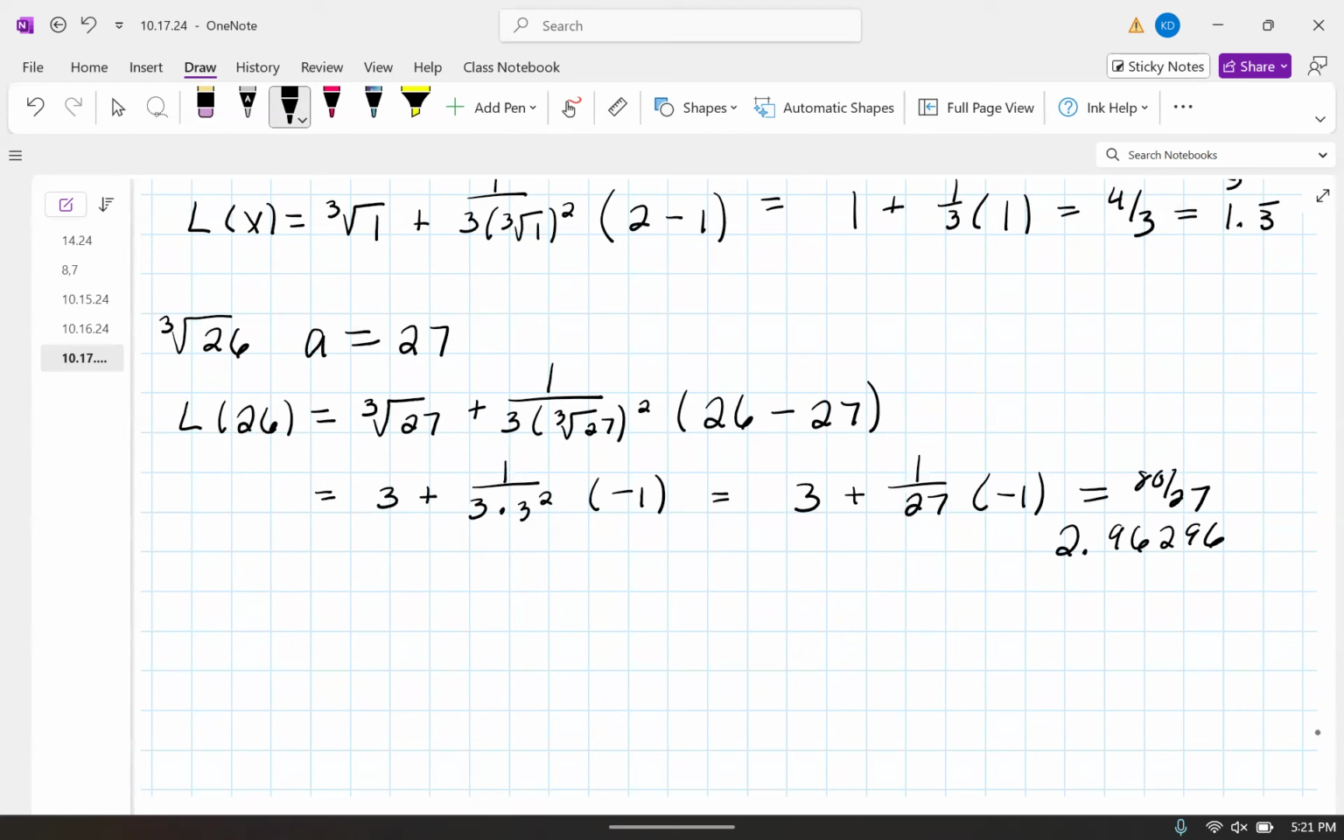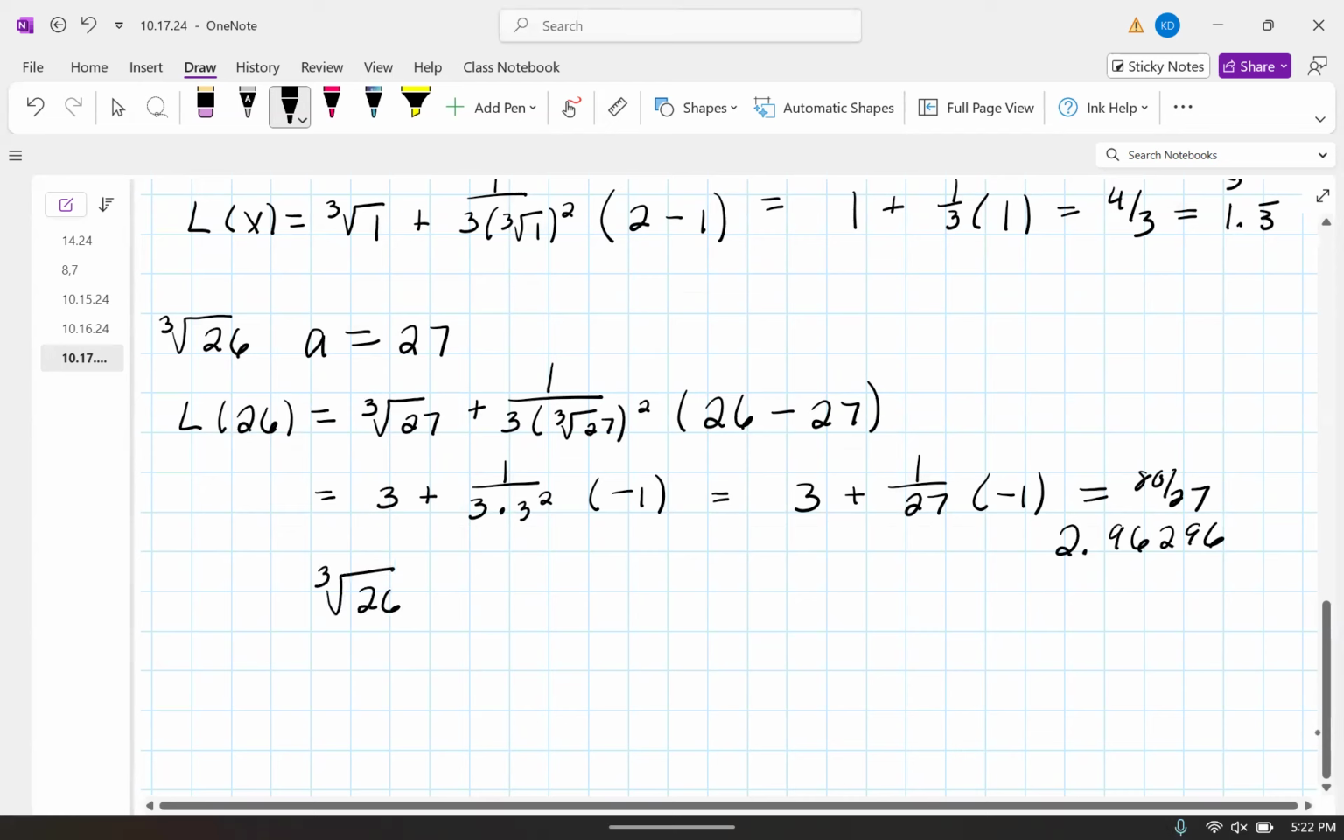So throw everything in my equation. We funnily enough get 3 plus or minus 1 over 27. And that gives me approximately 2.96. I plug this cube root of 26 in my calculator, and I got 2.9625. Big, fat, happy face. Yay, it's close.